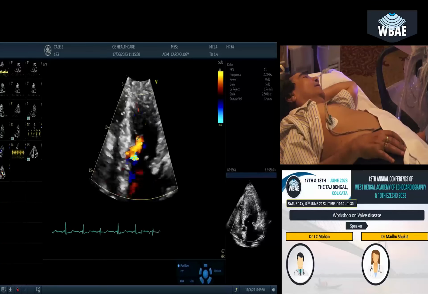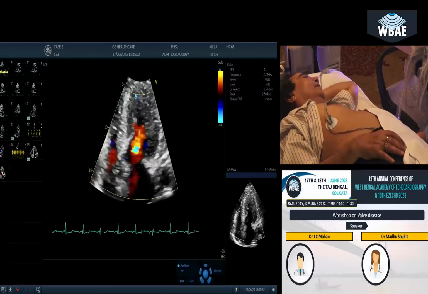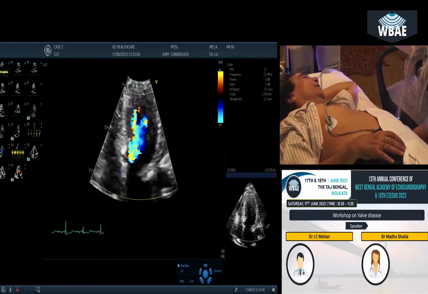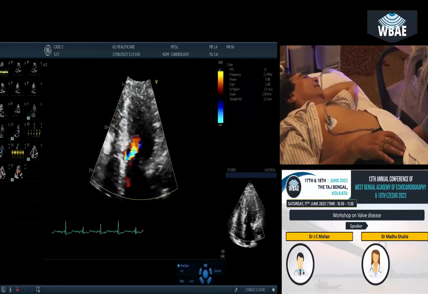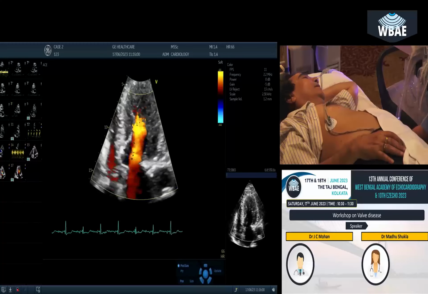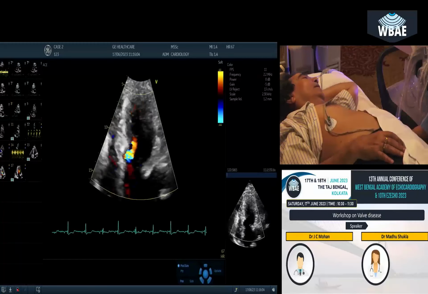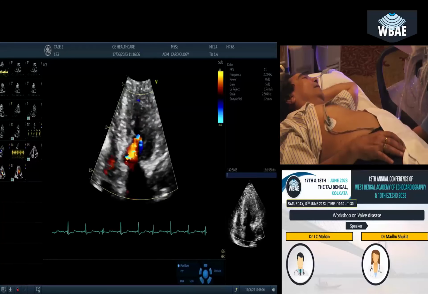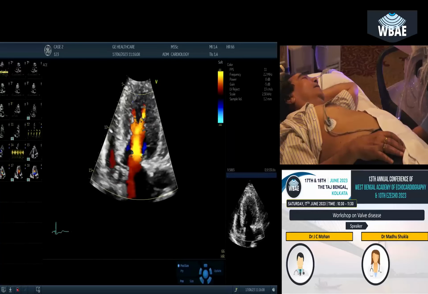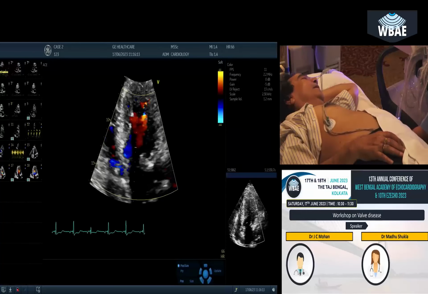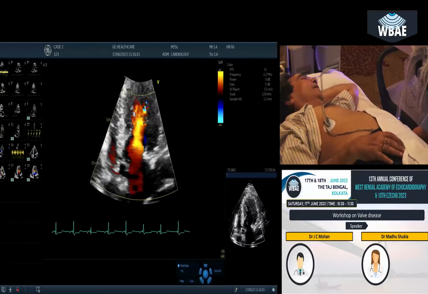Yeah, crypts are much better seen, that's good. There is actually also an overlap between non-compaction and hypertrophic cardiomyopathy, the same genetic thing. So you would see these kind of crypts and intertrabecular recesses quite commonly between the two. Yeah, that's okay. What's that? Yeah, those are the crypts.